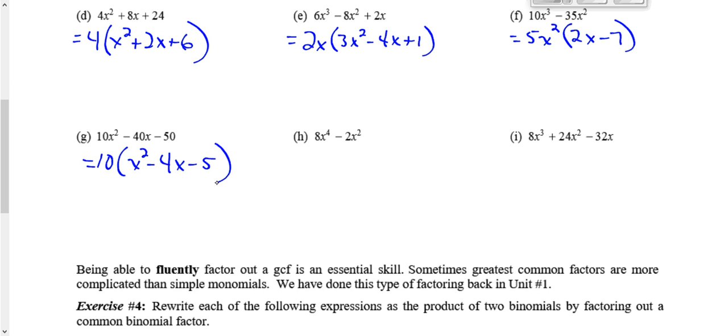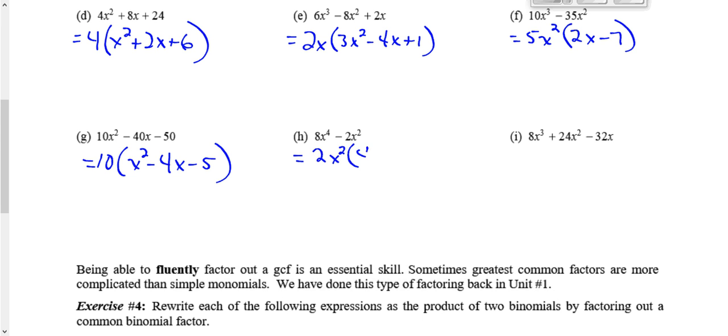Yeah. G, how about this one? Again, you could not get an X out of all 3 of them, right? Because the last one doesn't even have an X on it, right? And let's see, H, you can get a 2 of those and an X squared, right? So 2x squared is the GCF. What would that leave us with?